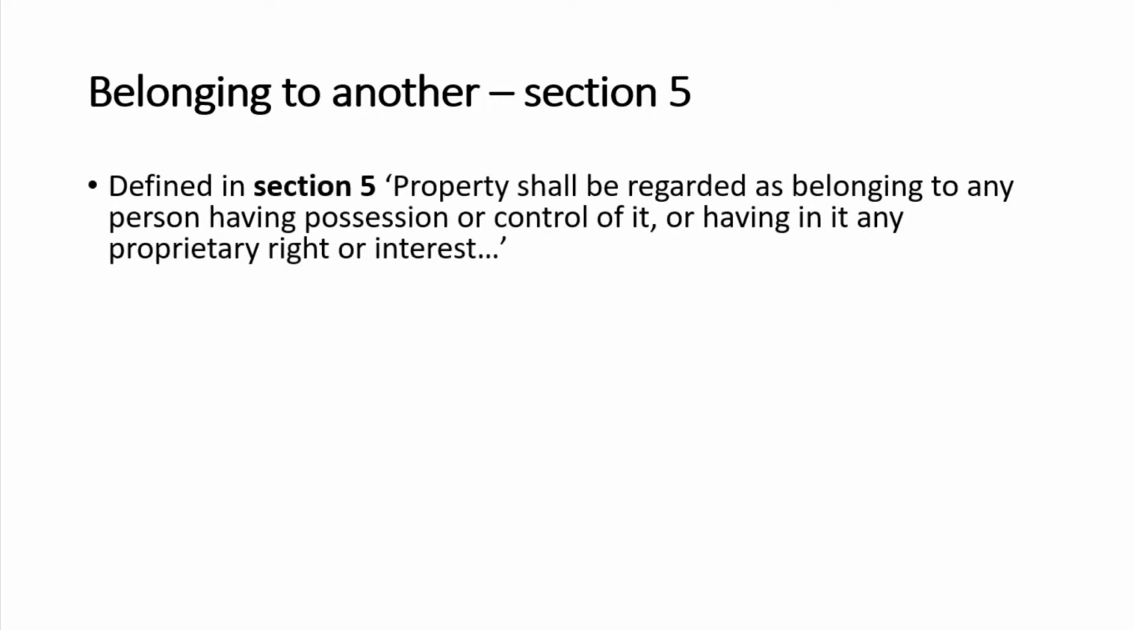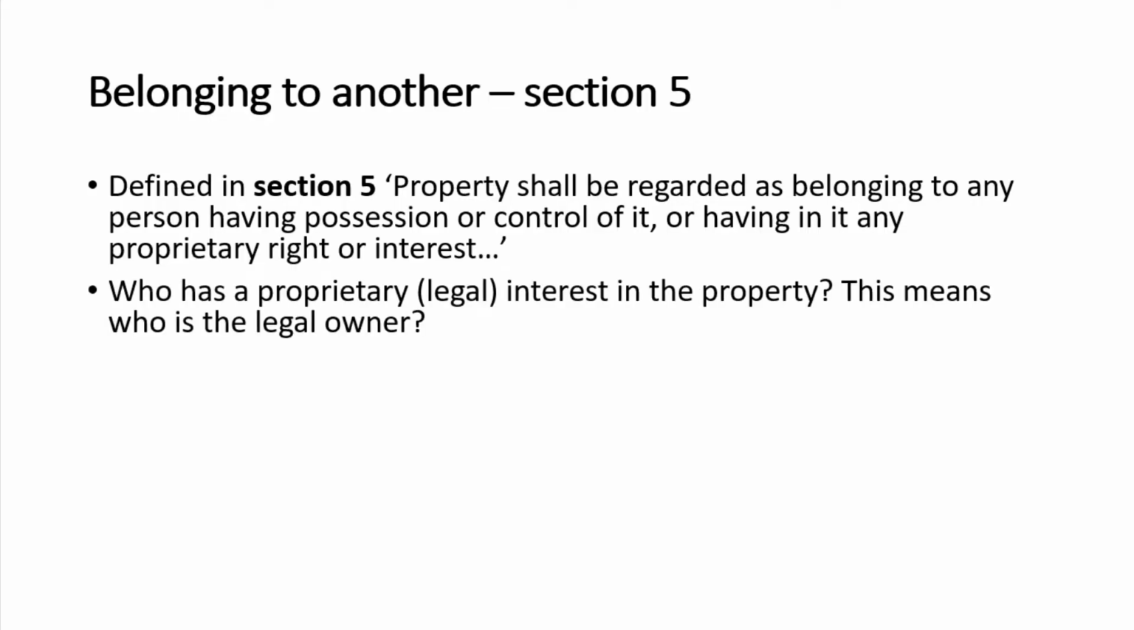Let's look at Section 5, which is belonging to another. Belonging to another is defined in Section 5. Property should be regarded as belonging to any person having possession or control of it, or having in it any proprietary right or interest. Now, normally someone both owns and possesses their property, and so there's no issue with that. But you can see this is a wider definition than just ownership. So you need to look in your scenarios at who has the legal interest in the property. This might be straightforward. Again, this is one of the things you need to decide. Is it a straightforward issue, or do you need to go into more depth? Who is the legal owner?